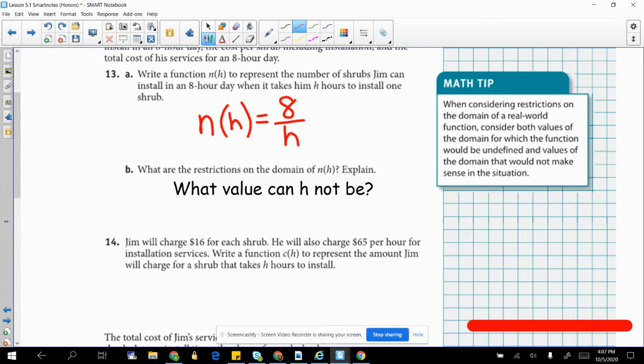Then part B says, what are the restrictions on the domain of n of h? Explain. So what value can h not be in this case? Go ahead and answer that. And hopefully you said 0. H cannot be 0. So we could write that as h must be greater than 0. And remember, that's because it's in the denominator and we cannot divide by 0. It makes the function undefined. It also doesn't make sense in this case to have h be negative. We can't have negative hours. So h is greater than 0. That's what we're going to say for our restriction here.